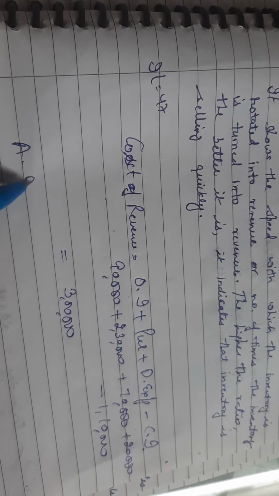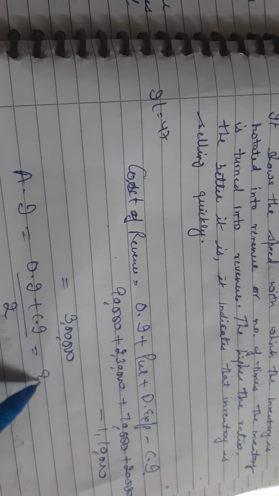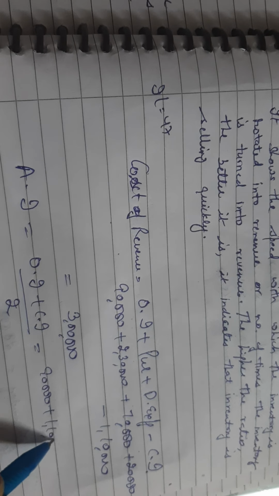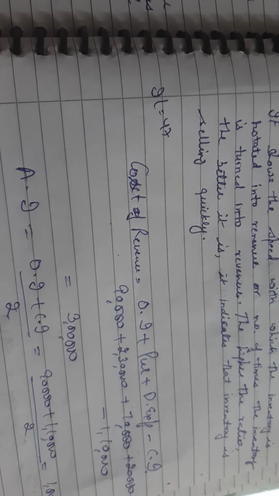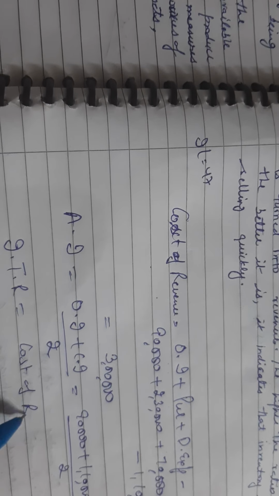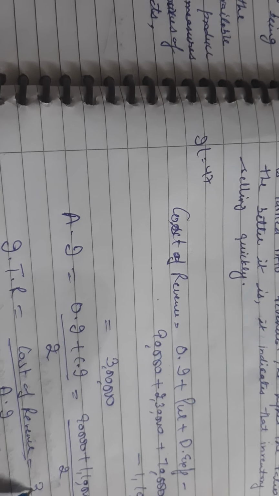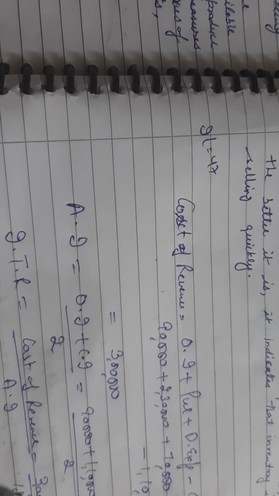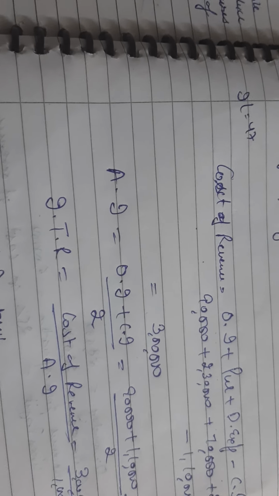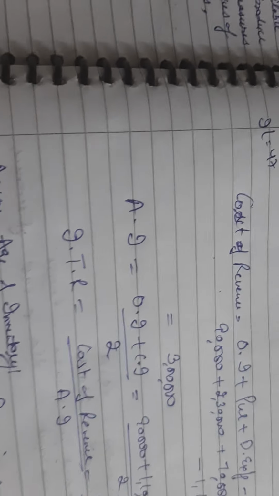Then you have to find out the average inventory. For this, opening inventory plus closing inventory divided by 2. Opening inventory is 90,000 and the closing inventory is 1,10,000. So this will be 1 lakh. After that we have to find out the inventory turnover ratio. The formula for that is cost of revenue divided by average inventory, and the cost of revenue is 3 lakh and average inventory is 1 lakh. Clear? So the cost of revenue you have is 3 lakh and your average inventory is 1 lakh. So basically the inventory turnover ratio is 3 times.